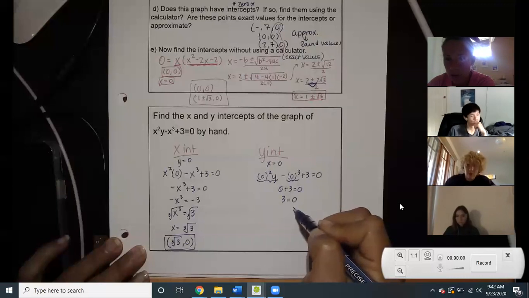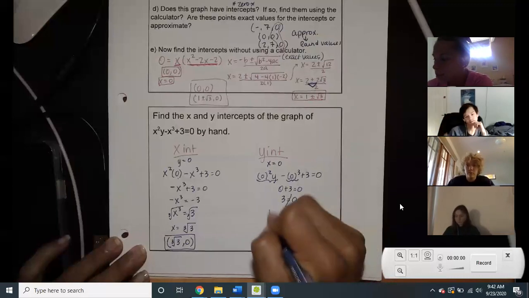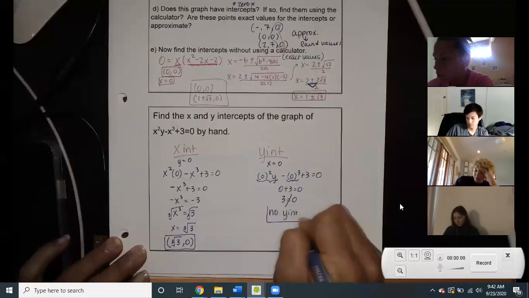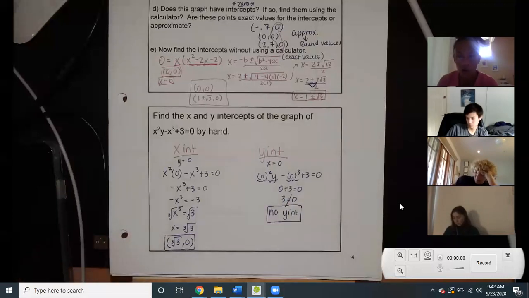0 equals 3? No. That indicates that there is not a y-intercept. So if you end up with a statement that's not true, there's no y-intercept for that graph.